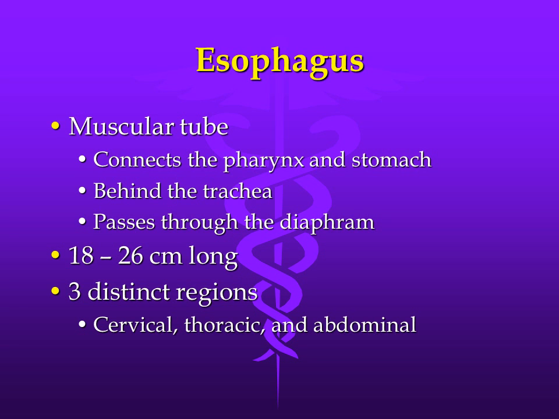The esophagus. The esophagus is a muscular tube which is anatomically divided into 3 distinct regions: the cervical, thoracic, and abdominal. The esophagus connects the pharynx to the stomach, lies posterior to the trachea, and passes through the diaphragm. Overall, it is between 18 and 26 centimeters long.